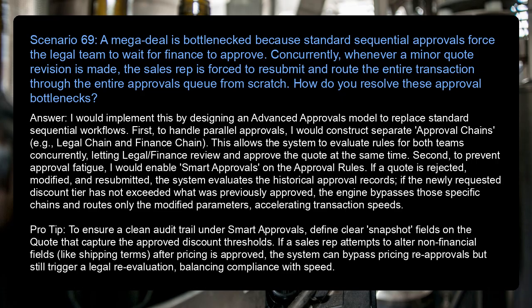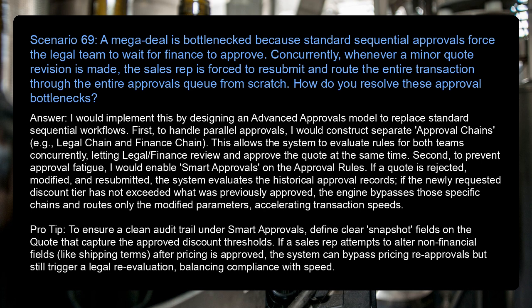Second, to prevent approval fatigue, I would enable smart approvals on the approval rules. If a quote is rejected, modified, and resubmitted, the system evaluates the historical approval records. If the newly requested discount tier has not exceeded what was previously approved, the engine bypasses those specific chains and routes only the modified parameters, accelerating transaction speeds.